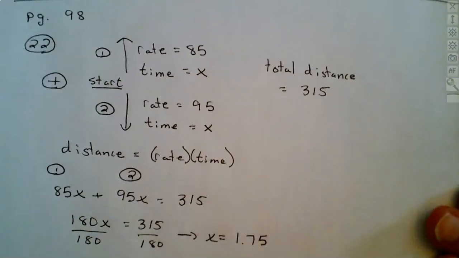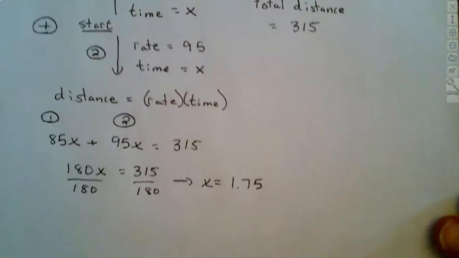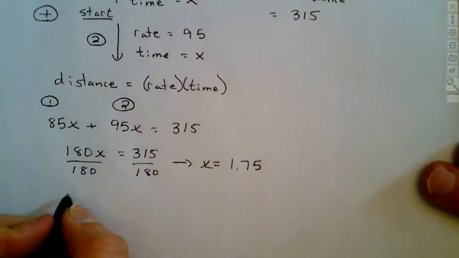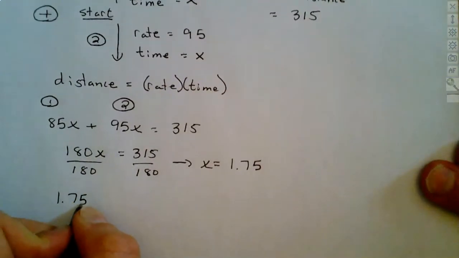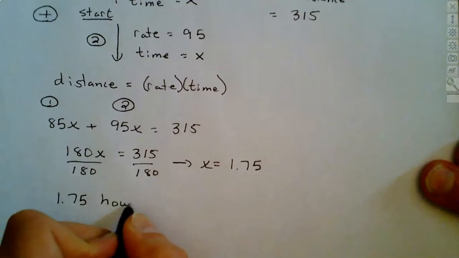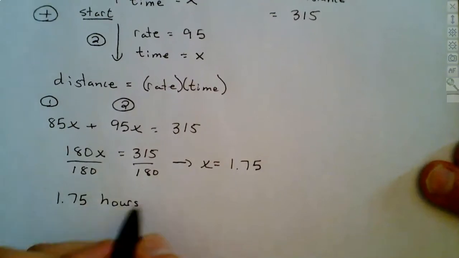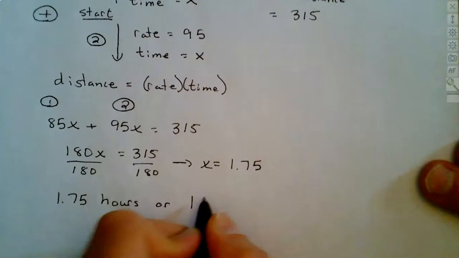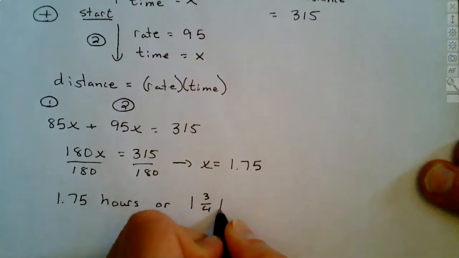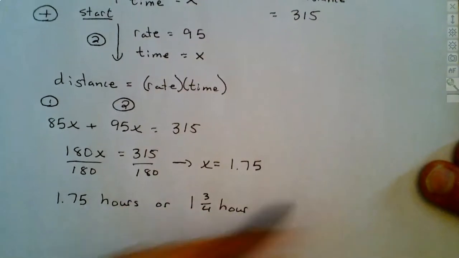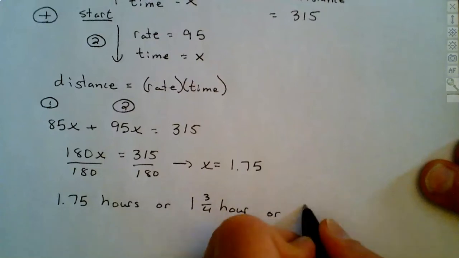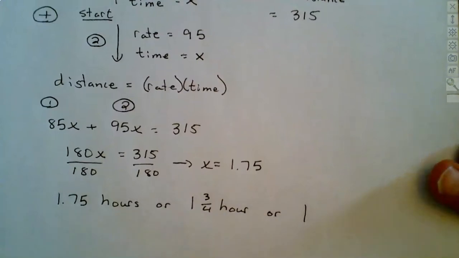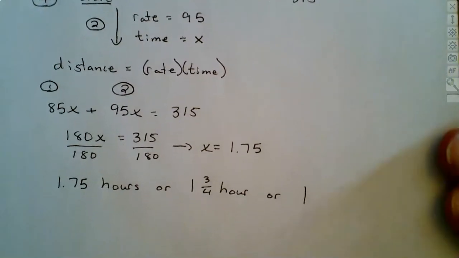1.75. And there are a couple of ways you can write your answer. You can write that as 1.75 hours. You could write that as 1 3/4 of an hour. Or you could write that as 1 hour and 45 minutes. Now, how did I get the 45 minutes?